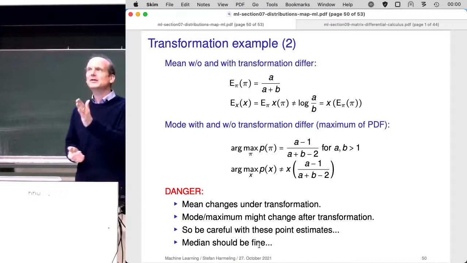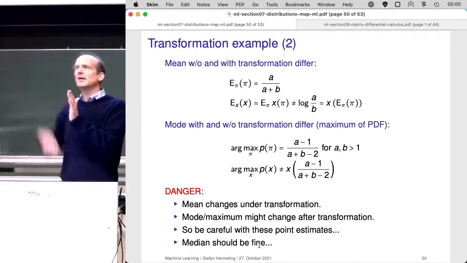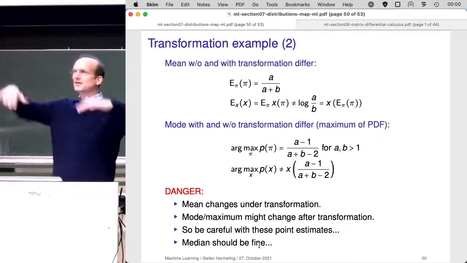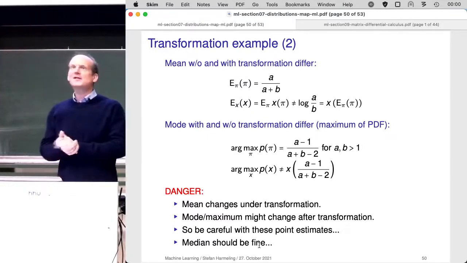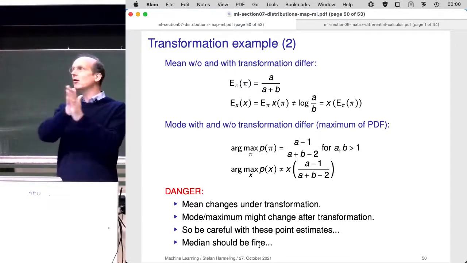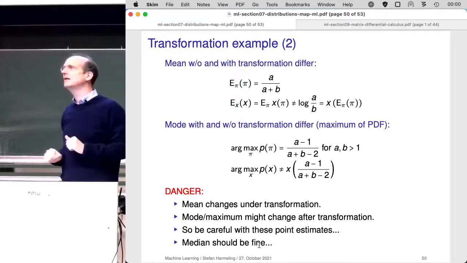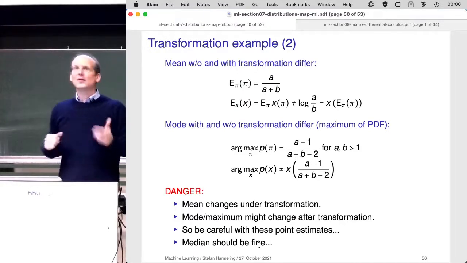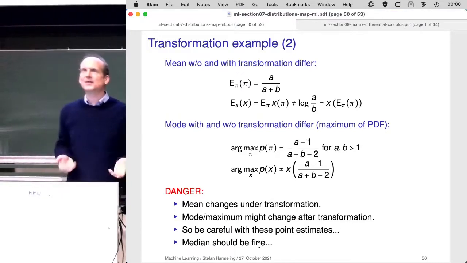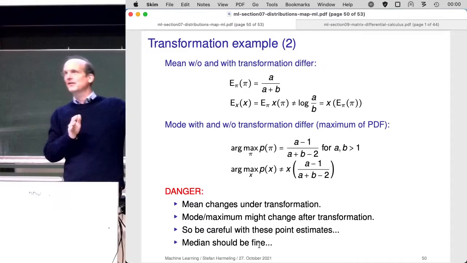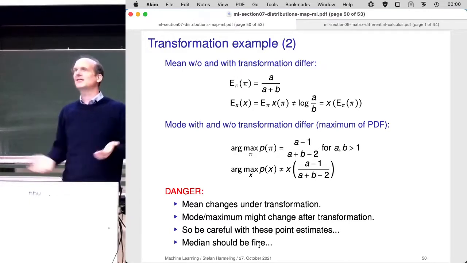The median is that location where 50% of the mass of your PDF is on one side and 50% is on the other side. Now, if you have a monotonic transformation of your density, you are not changing the ordering of the different locations. You are just changing the weight that they receive. So also after any monotonic transformation, 50% of your friends are on one side and 50% are on the other side. So the median stays the same.